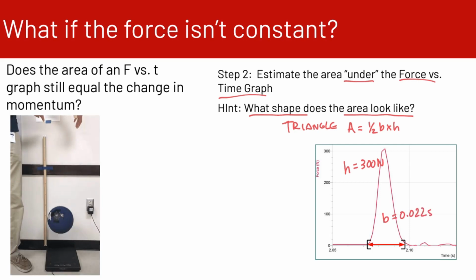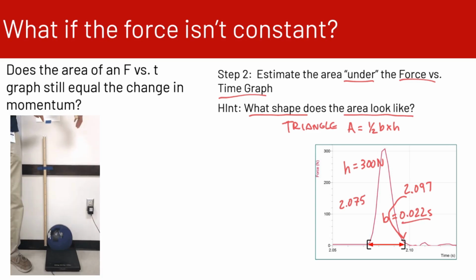Our base, if we look here, is about 0.022 seconds. So the final point here is at about 2.097. So that's that point right there. And this point here is at about 2.075 or so. So subtract those from each other and you get 0.022.